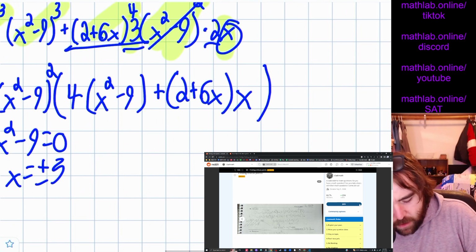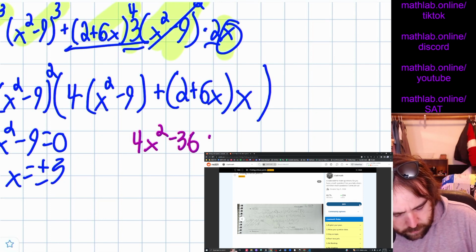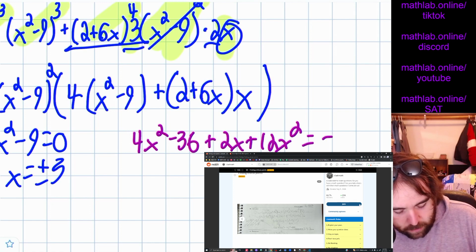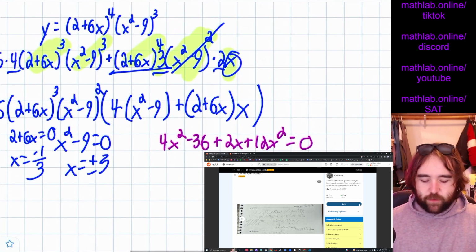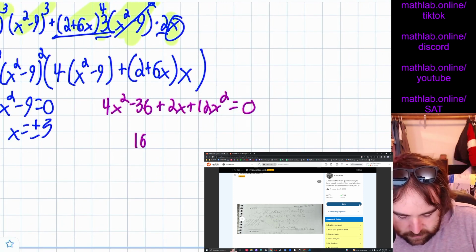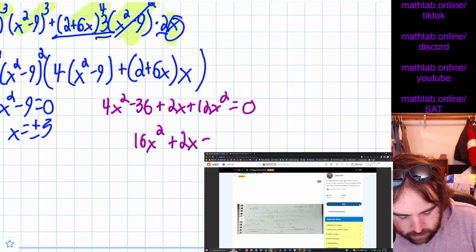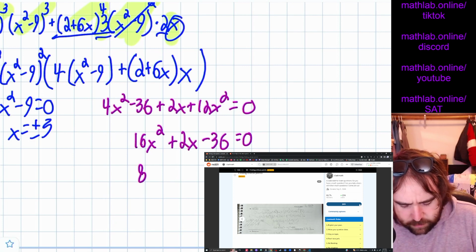So let's switch colors, because now we're just looking at this part. So let's distribute 4x squared minus 36. Let's distribute 2x plus 12x squared. And we're saying that that equals 0, right? Yeah, we're setting this all equal to 0, because we're setting the derivative equal to 0. So we just got to solve this quadratic. So what is it? 16x squared plus 2x minus 36. So I divide everything by 2, first off.